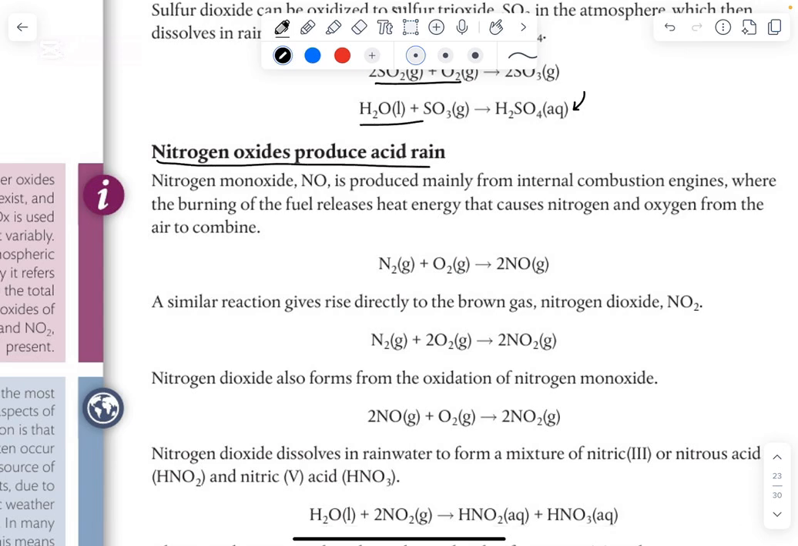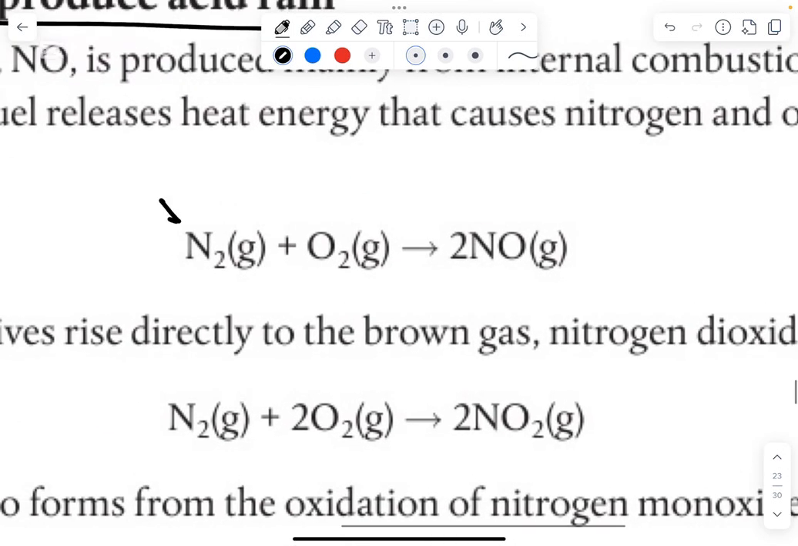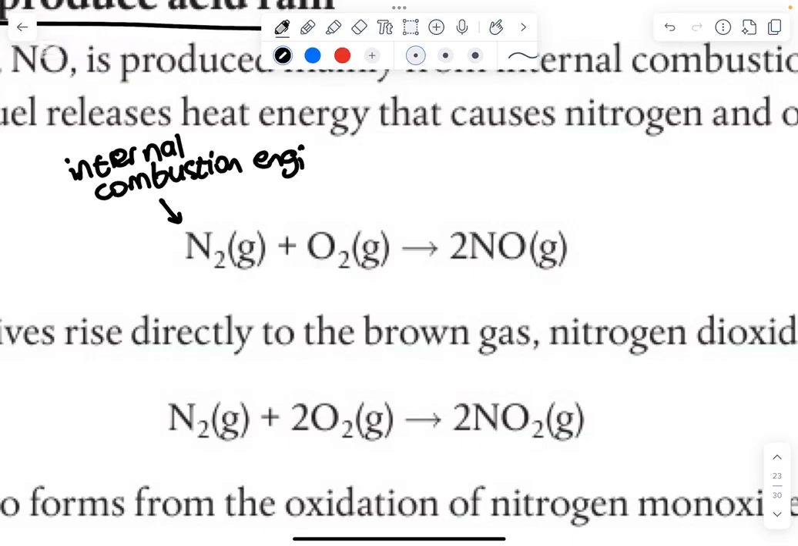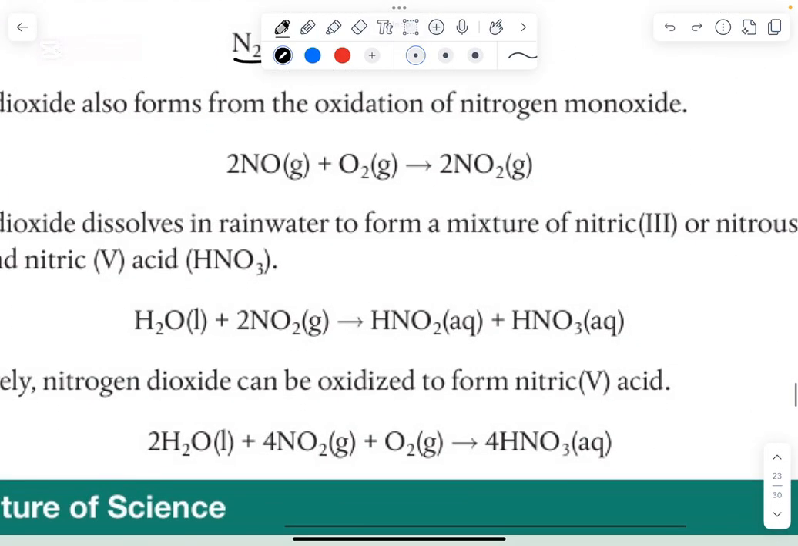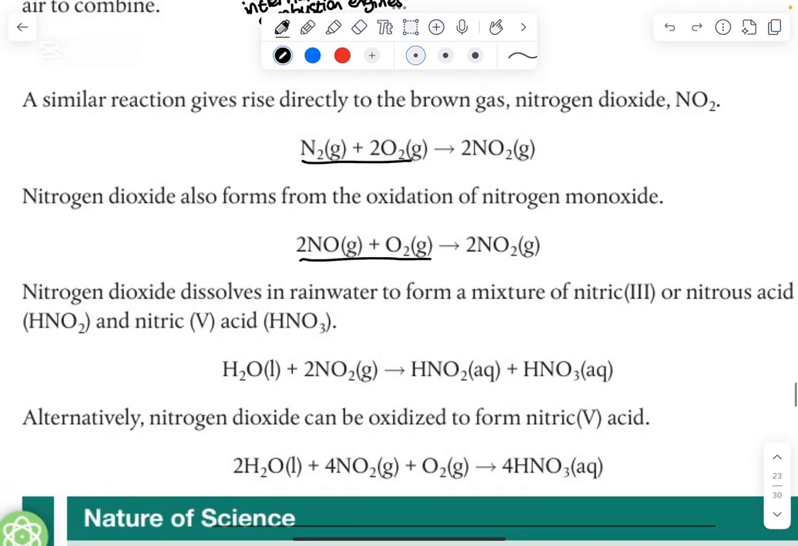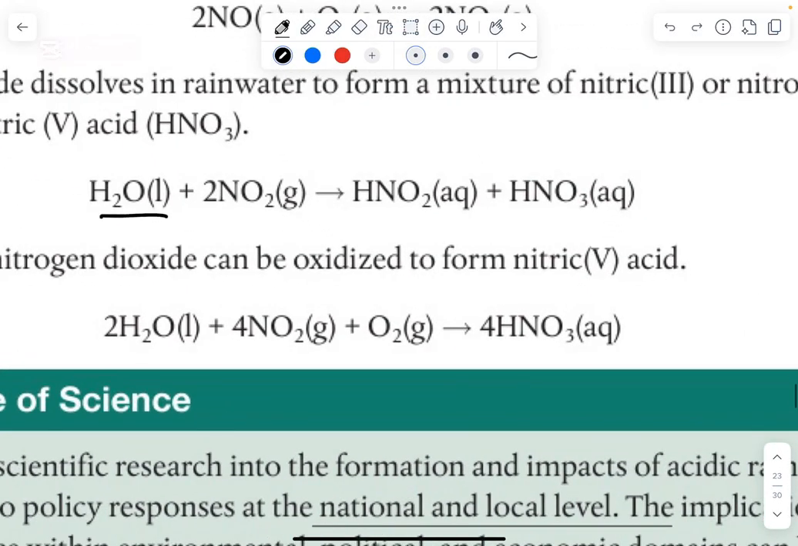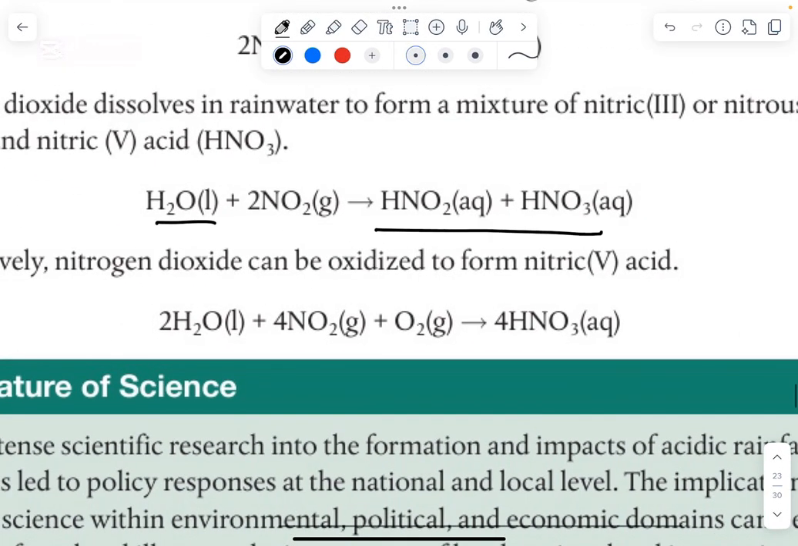Nitrogen oxides produce acid rain also. Nitrogen comes from internal combustion engines. When it reacts with oxygen in the air, it produces nitrogen monoxide. When it reacts further with oxygen, it produces nitrogen dioxide. And this is another alternate pathway for nitrogen dioxide. And when it mixes with water, it's going to produce these two nitric acids.